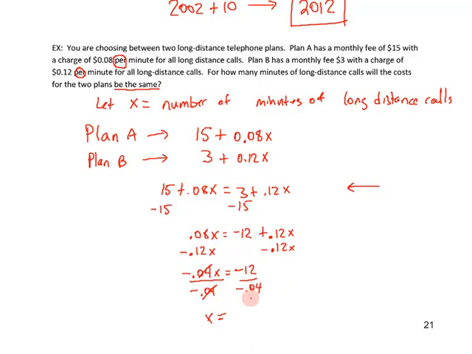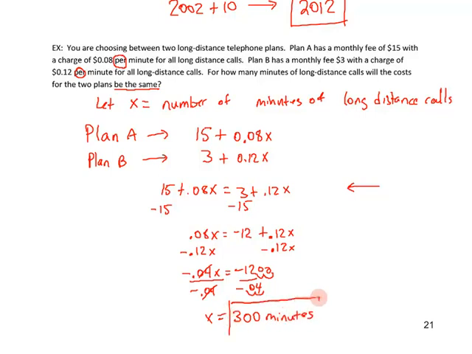Either use your calculator or use the fact that you can move this decimal 2 over. So 1200 divided by 4. It'll be positive because the same sign is going to be 300. And since x is number of minutes, that's what this means, 300 minutes.